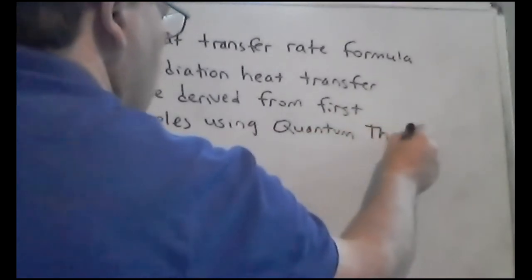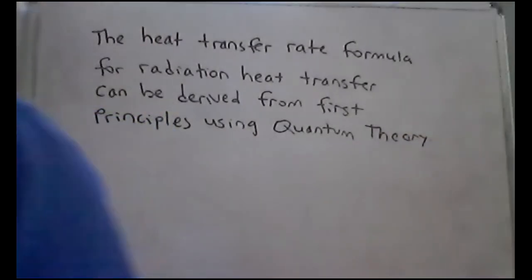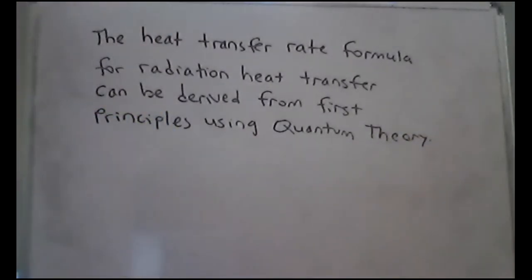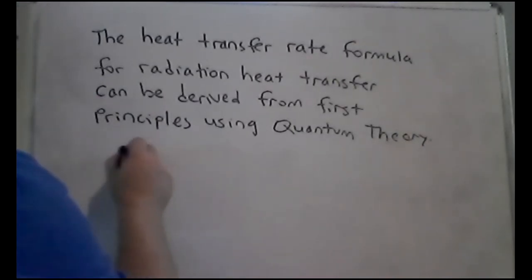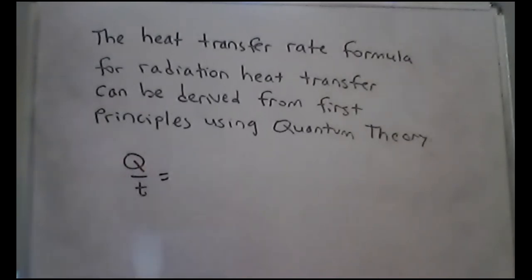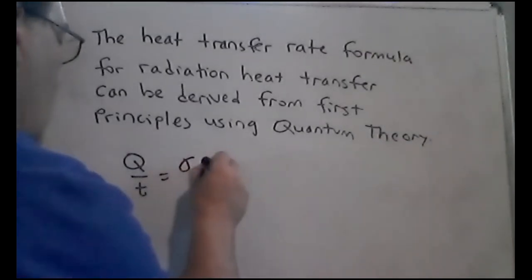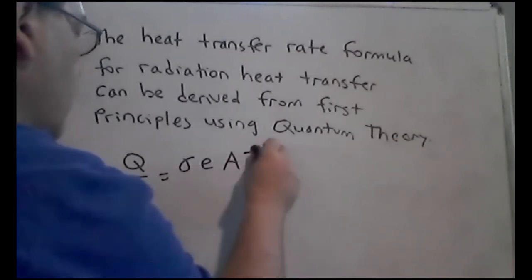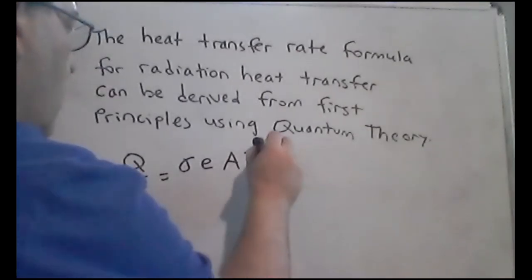So unlike conduction heat transfer, where all we can use is an empirical formula, and convection heat transfer, where we can't really do much because we haven't solved turbulence, for radiation heat transfer we can use a formula that can be derived directly and precisely from quantum theory. And we get the following formula: Q over t, and all heat transfer equations must be rates, is sigma E A times T to the fourth. That is the formula.